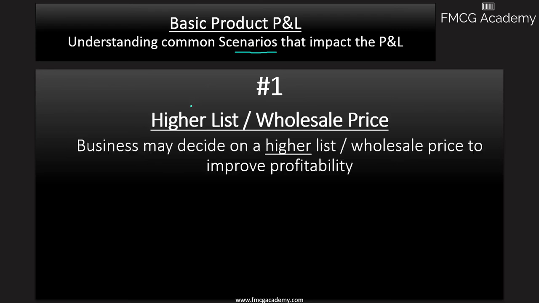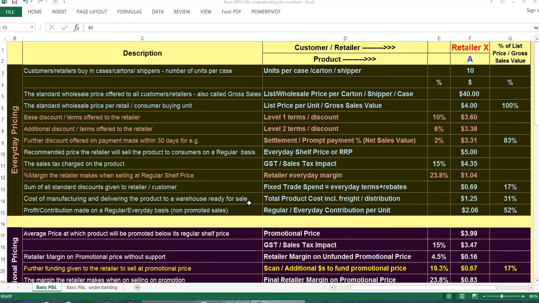So the scenario we're going to talk about today is a higher list or wholesale price. The management team may decide that we need a higher list or wholesale price to improve profitability. So what impact does that have on the overall P&L? That's what we're going to talk about today. So let me just jump into Excel.